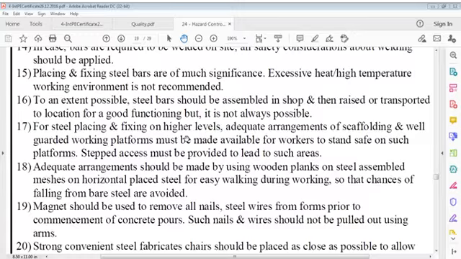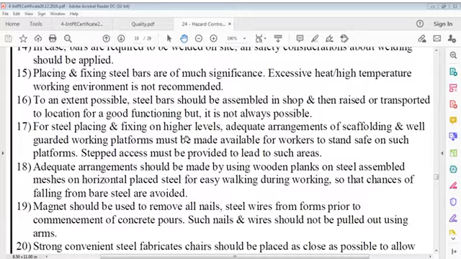Adequate arrangement should be made by using wooden planks on steel assembled meshes on horizontal placed steel for easy walking during working so that chances of falling from bare steel are avoided.